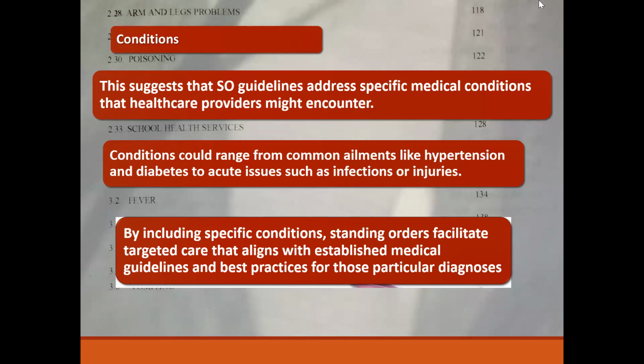So the standing order being arranged by conditions allows the healthcare provider to provide targeted care that aligns with established medical guidelines and best practices for that particular diagnosis.